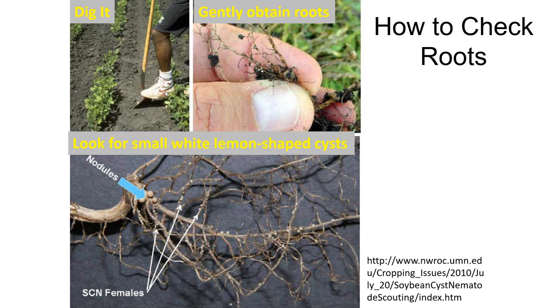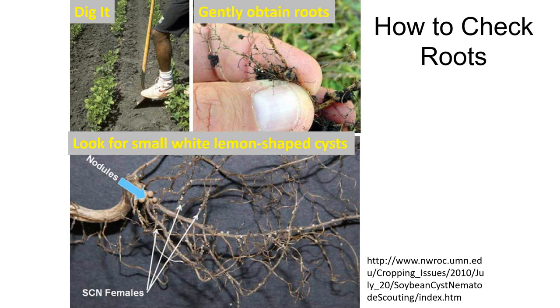Sample your fields, scout your fields. You can do that yourself, okay? You don't need to pay big bucks to do that. You just dig up the plants gently, lift them out of the soil, and then look at the roots. If you see whitish type cysts, that can be an indication. If you pinch those cysts with your fingernails and they pop kind of like a zit and ooze out a white liquid, that can be a real indicator of the nematode present, okay? And there you see the nematode there. There's those nodules again, quite different, okay?